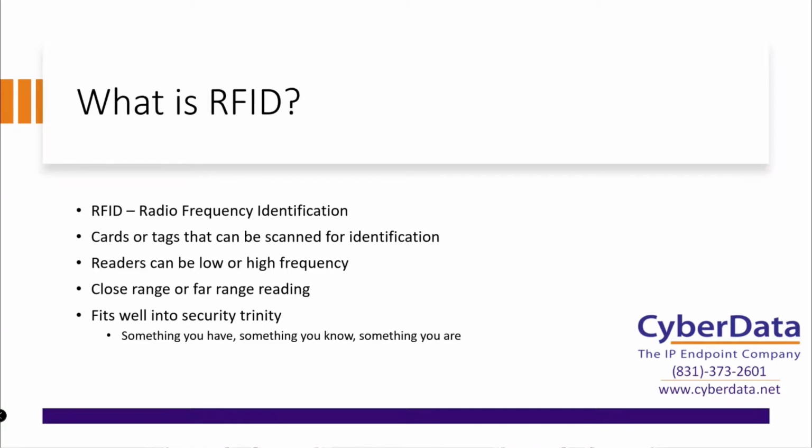When you're dealing with RFID, there are 2 different types of readers that you can have. They can either be low frequency or high frequency. An easy way to tell those 2 apart is that low frequency has to be read really close, where you almost have to touch your card or your tag to the reader, whereas high frequency can be read from quite a distance.